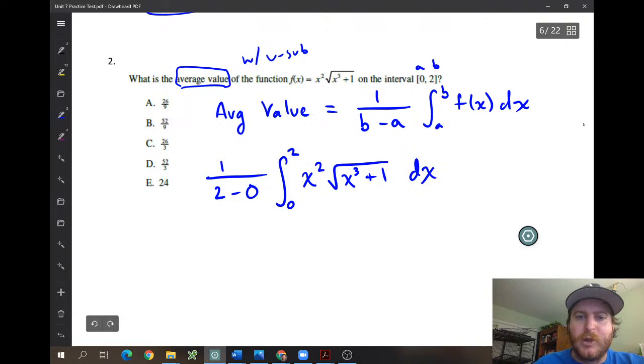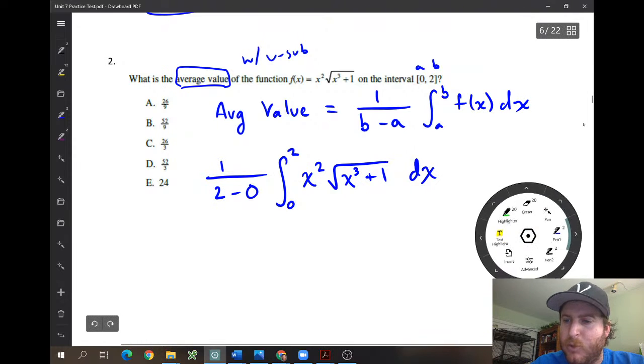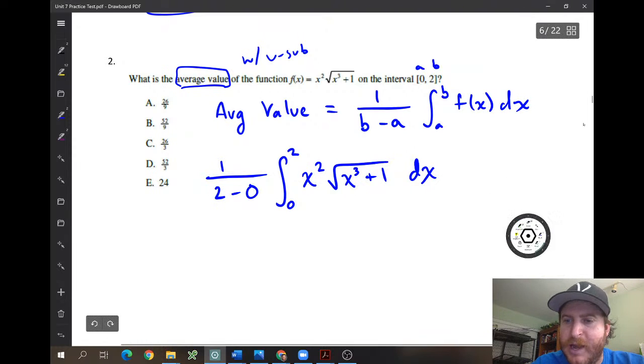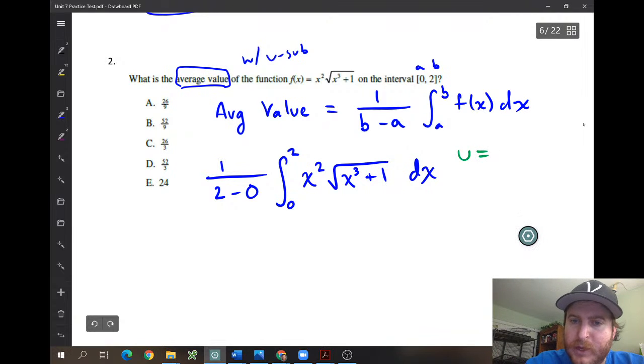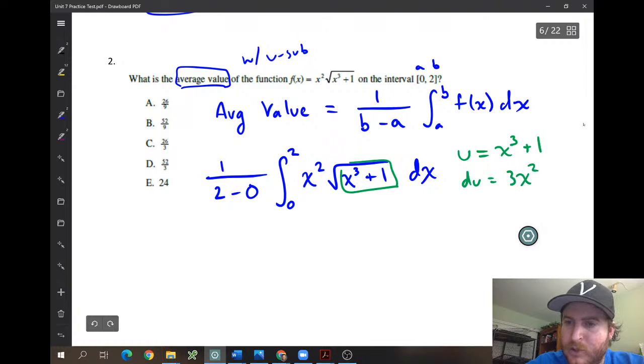Okay. So this one, the 1/2 is extra, but really it's just a u sub question, just with the added 1/2 in the front. So my u is going to be anything inside of my radical, so the x cubed plus 1. And my du will be 3x squared dx.